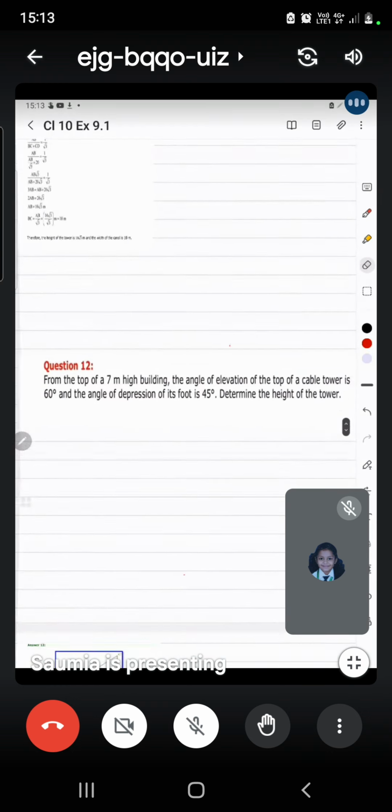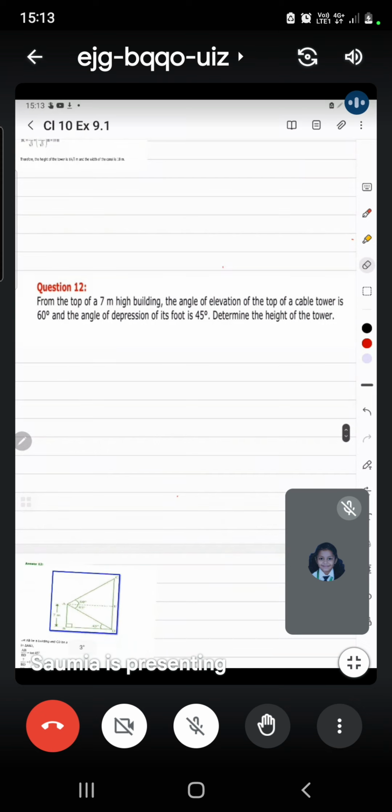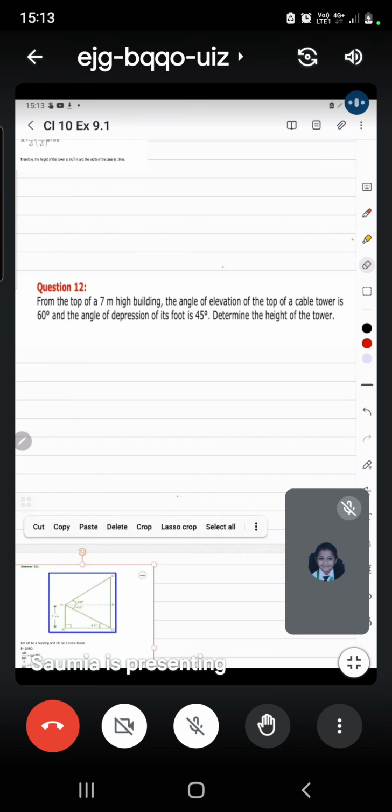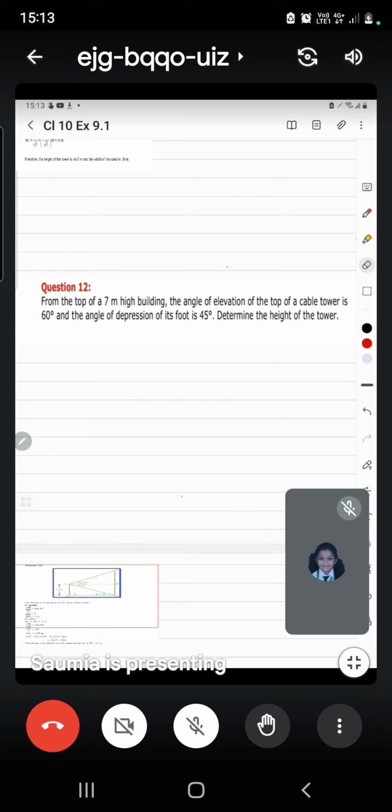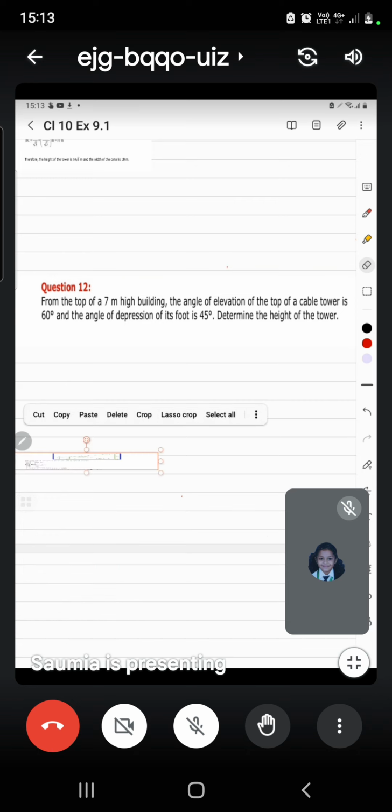Now, coming to this question. Come on, try drawing the figure. From the top of a 7-meter high building, the angle of elevation of the top of a cable tower is 60 degrees. Larger angle of elevation, taller the object. And the angle of depression of its foot is 45 degrees. Determine the height of the tower. Come on, I want to see who sends me the drawn figure.